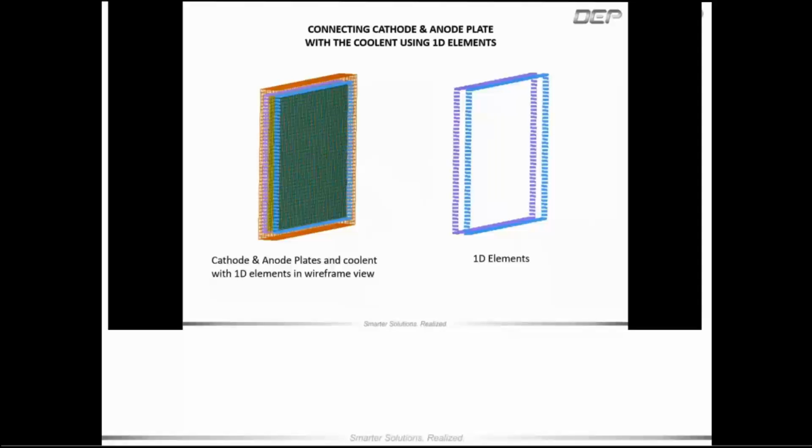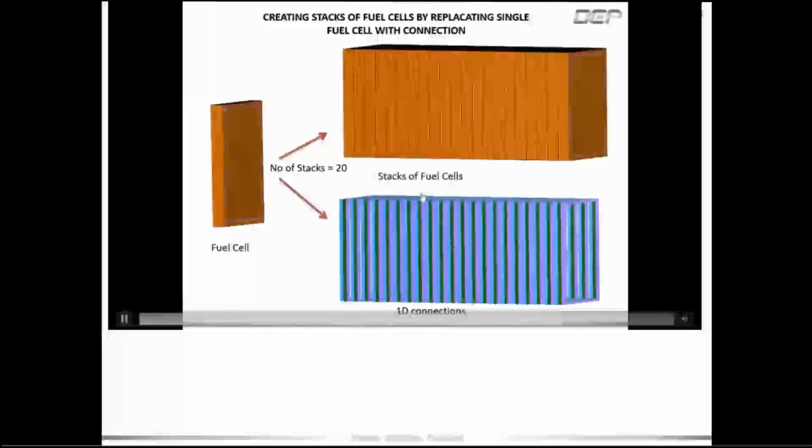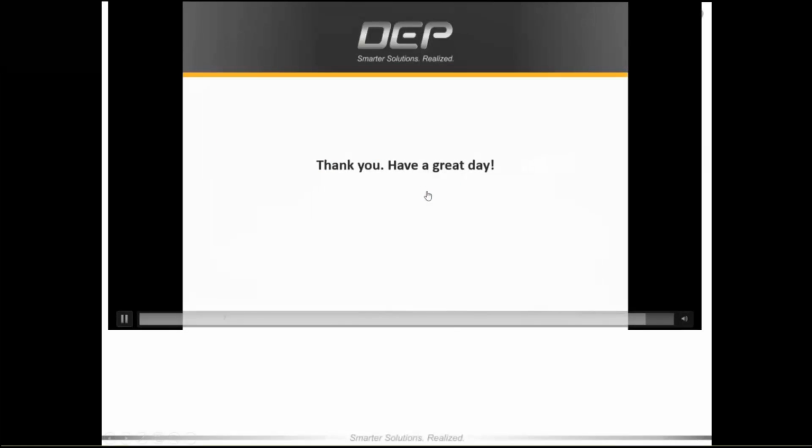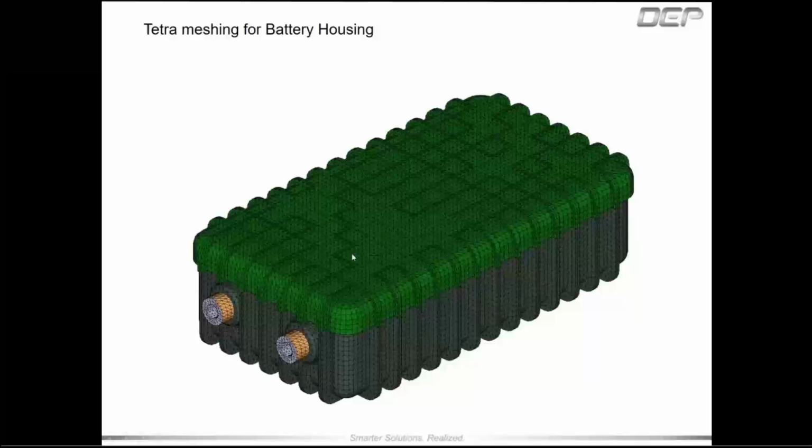And then finally, these models are stacked to create a fuel cell, and then the fuel cells are integrated into a battery housing. So all of them can be created using mesh templates. And now we are going to see in detail how we do that.